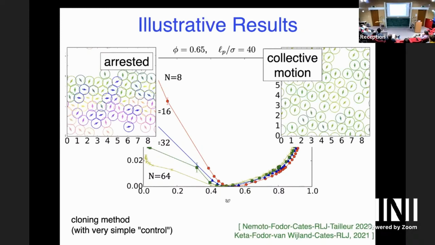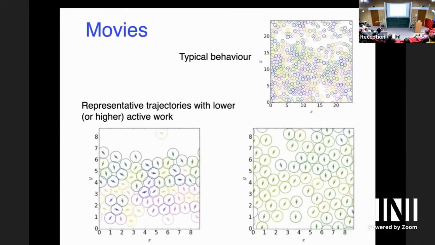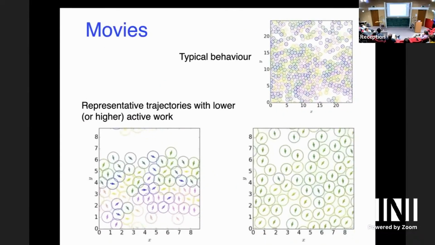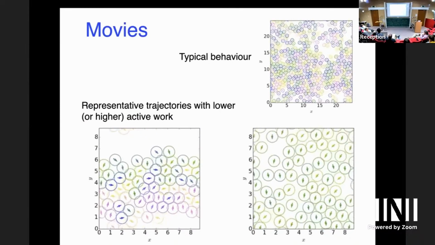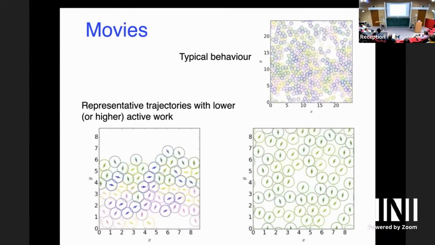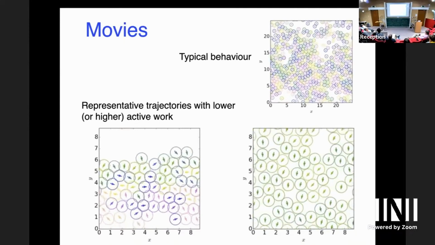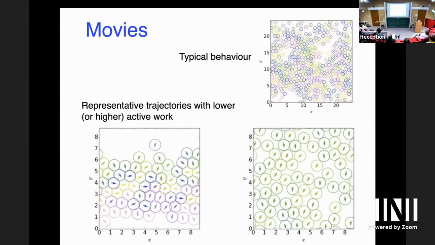Okay, so let's show the movies for that. This is what the typical behavior looks like. It's actually very close to motility-induced phase separation. It's not completely homogeneous, but basically everything's quite spread out.